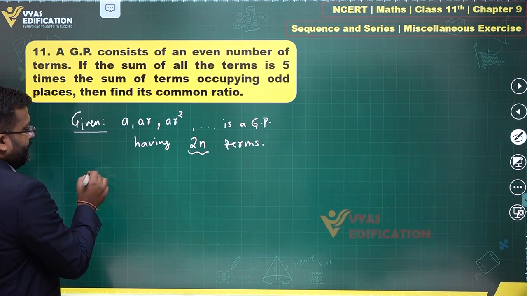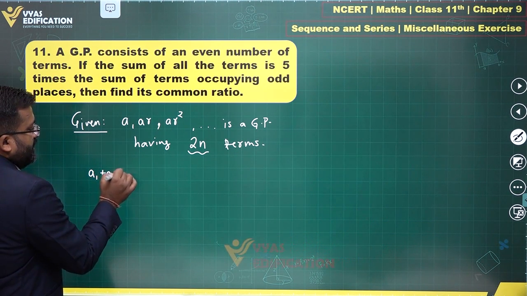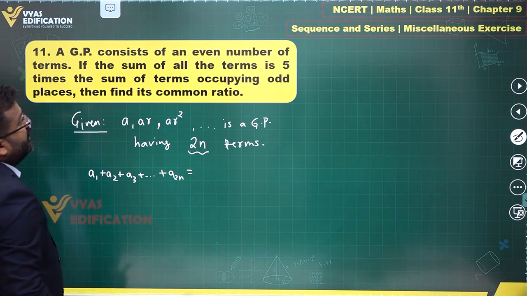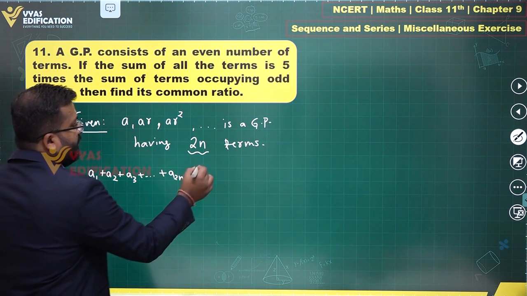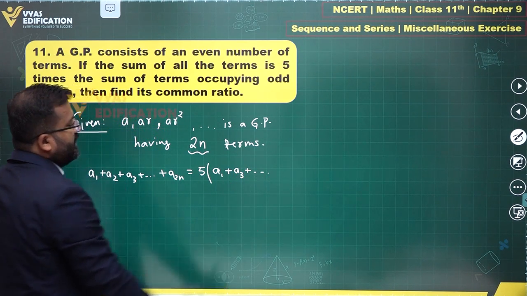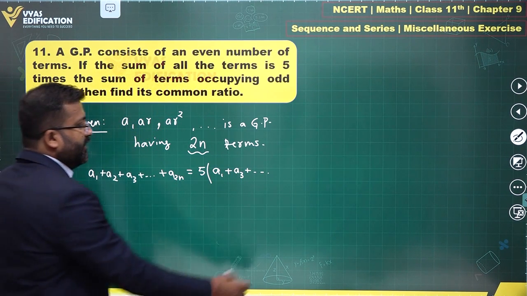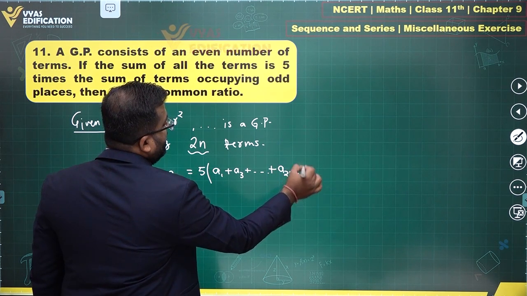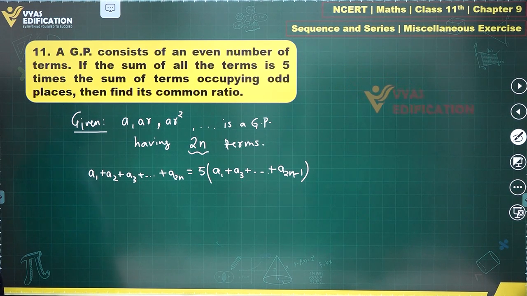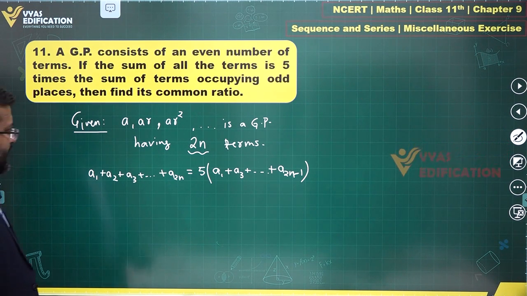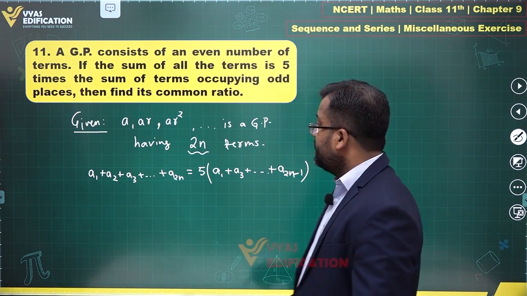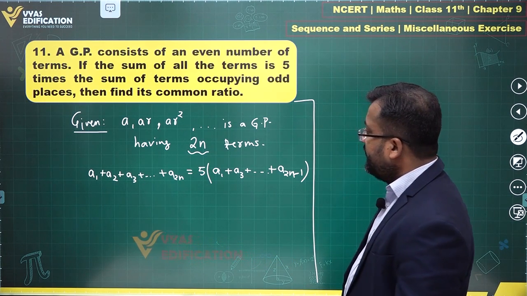Another thing is given. What's that? That a1 plus a2 plus a3 plus dot dot dot plus a2n is equal to 5 times the sum of terms occupying the odd places. What is that? a1 plus a3 plus dot dot dot. Odd places would imply not a2n, but the series will end at a2n minus 1. Yes, this is what you get. Then find its common ratio. The person is asking for common ratio r with the help of this idea. How will we handle this? Let's take a look at this complete question and see how we will handle this.